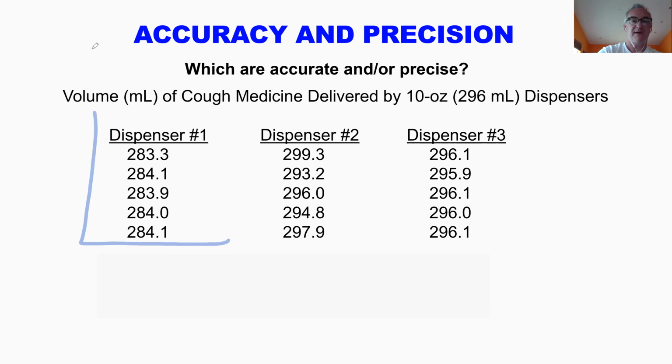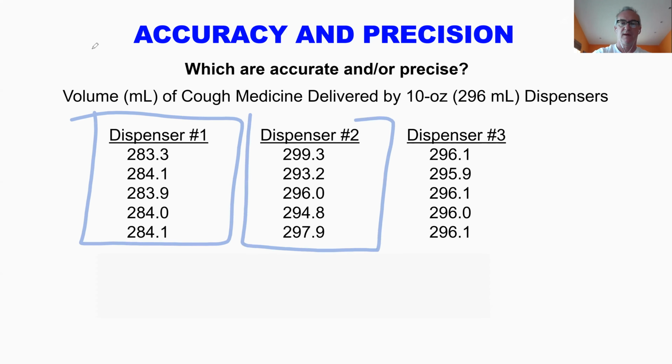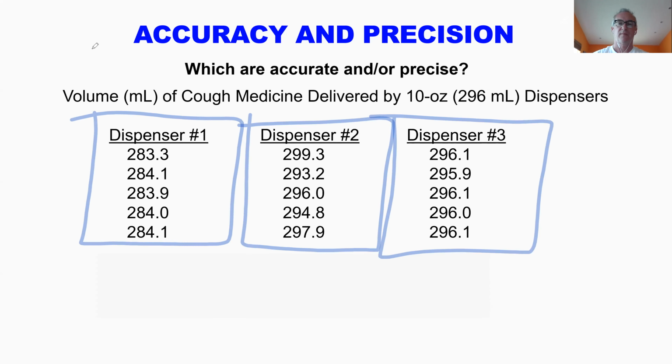So dispenser one spits out that many mils in five different volumes. Here's the second one, and here's the third one. Which ones are accurate? Which ones are precise? Which ones are neither? And which ones are both? Have a look.